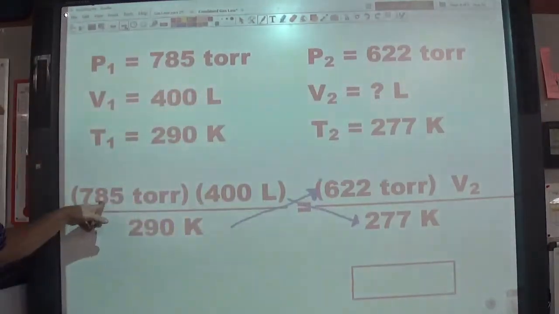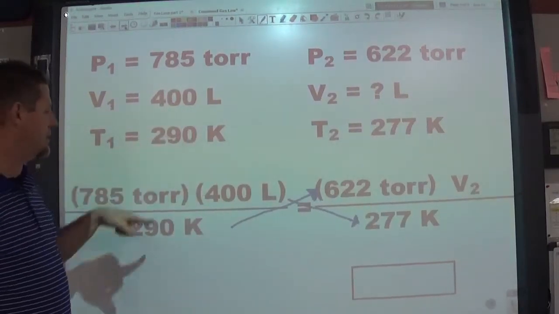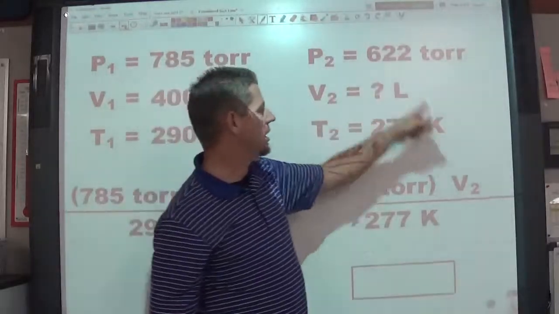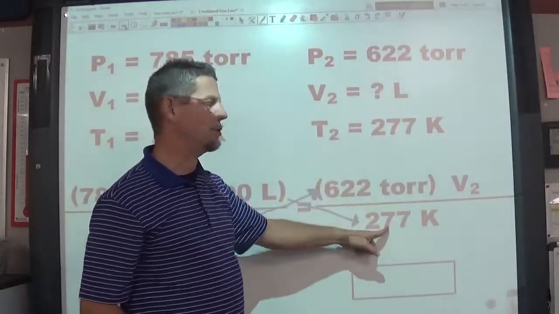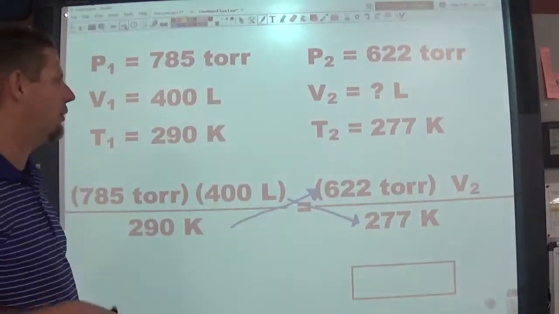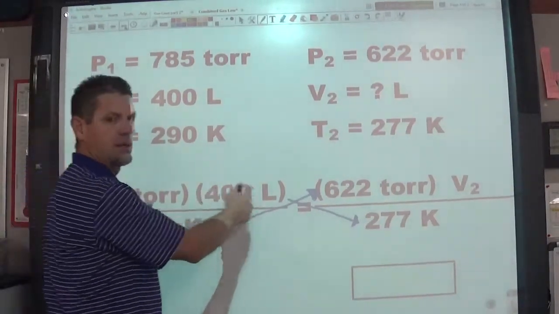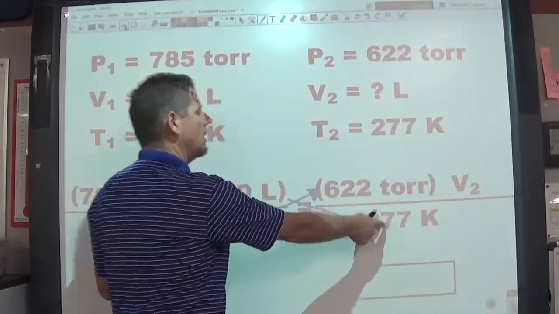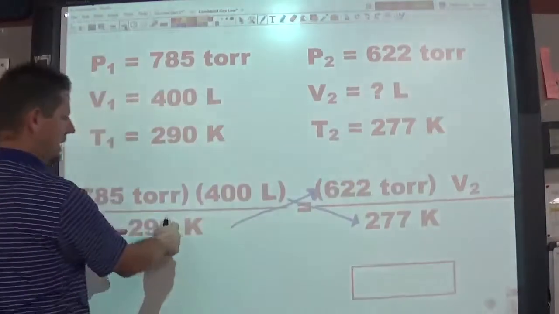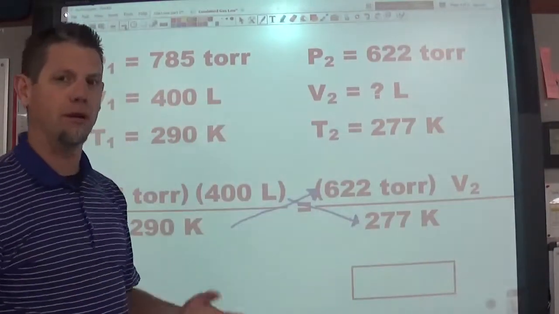So here's what it looks like. I took the 785 times 400 divided by 290. We took 622 times our unknown volume divided by 277. And then this is where, if you had done it the other way, this would be P1 times V1 times T2 equals P2 times V2 times T1. And when you do all of that mathematically, you rearrange and solve.